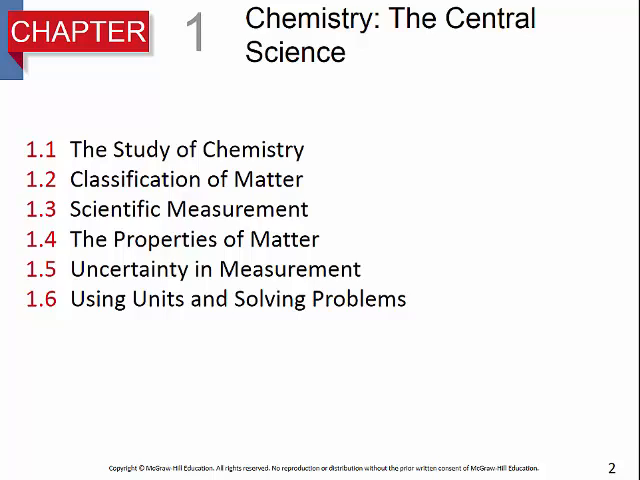So, Chapter 1 has 6 individual sections. We'll be skipping over the first two, the study of chemistry and the classification of matter, since that is pretty much just definitions. So we will be covering today scientific measurement, section 3. Specifically, we'll be looking at the different systems of units that we use and how to calculate density. Properties of matter, we'll be focusing on how to apply those definitions to determine if things are chemical or physical properties, intensive or extensive properties.